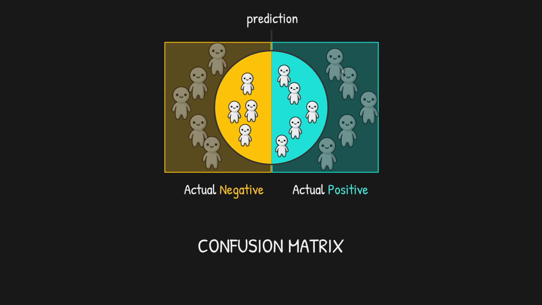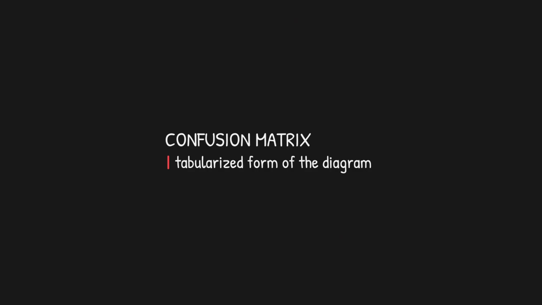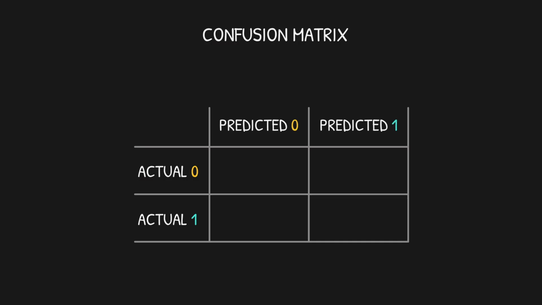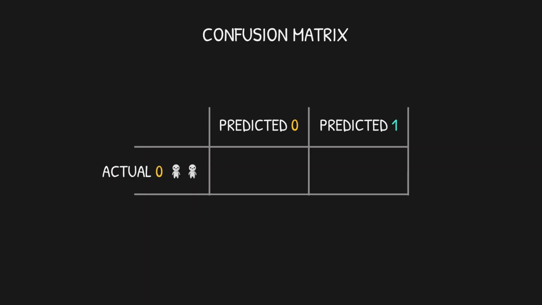Because this diagram can get complicated as the size of the testing data increases, we instead use the confusion matrix display. It is just a tabularized form of this diagram. The rows represent the actual class of the borrowers, and the columns represent the predicted class by the model. If we start with the first row, recall that we had 2 borrowers whose actual class is negative, and the model predicted one of them correctly.